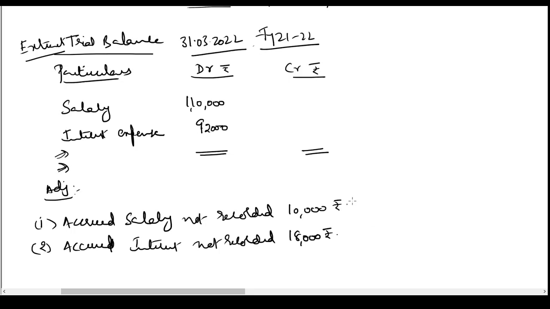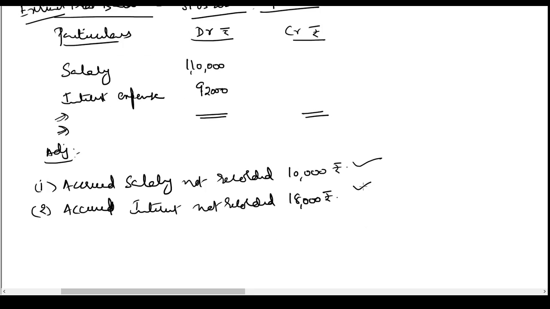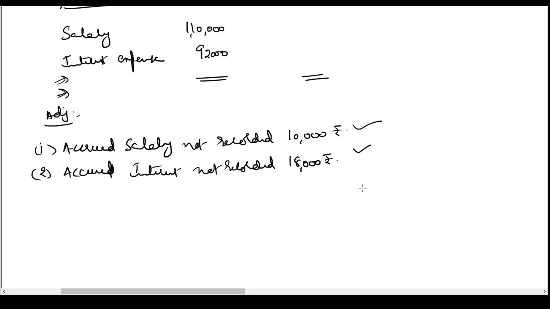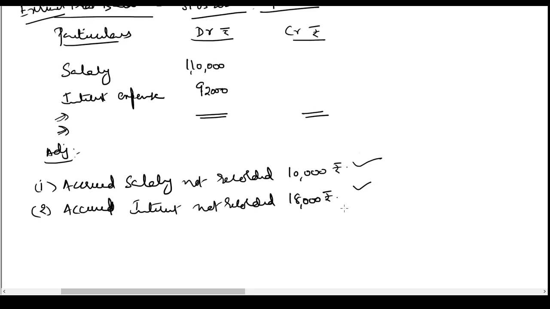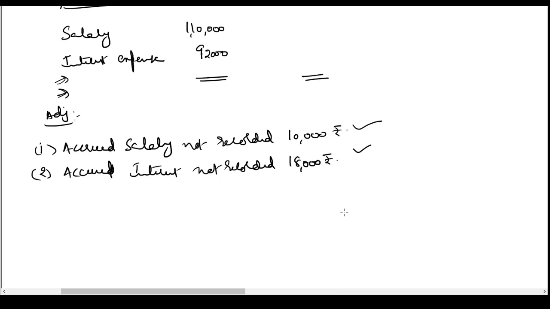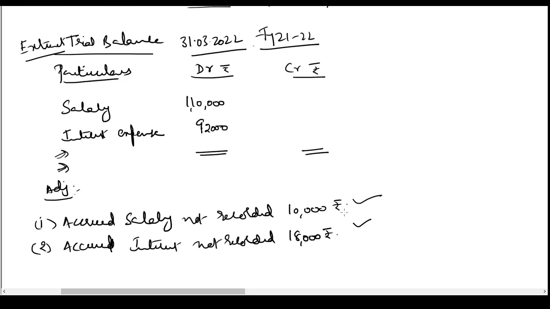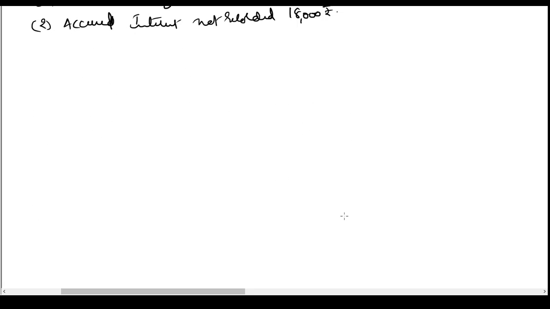So for these two transactions, we have to pass entries and give effect directly in the final accounts, because we are already preparing the trial balance. Or what you can do is pass the entries, give postings in the ledger, redraw your trial balance, and with the redrawn trial balance prepare your final accounts. Okay, but we won't do that. While preparing the final accounts, we'll give the impact straight away of these missing entries in the final accounts.